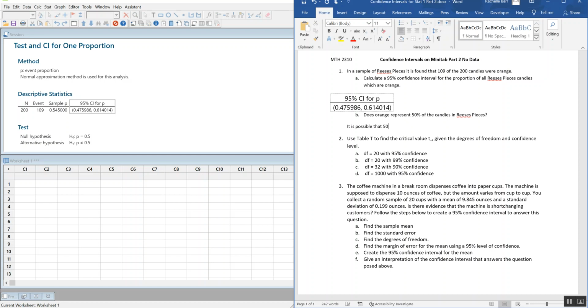50% is it. I included this question because this is the kind of thing we're going to get up to next week. We're going to ask, is this a reasonable value? And then we'll actually have to answer that question, which is not the easiest to do.